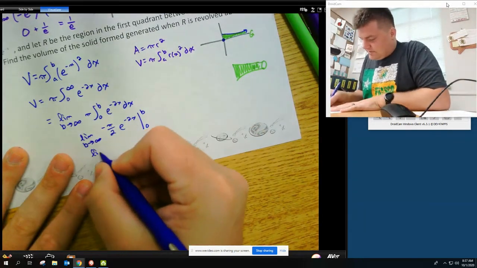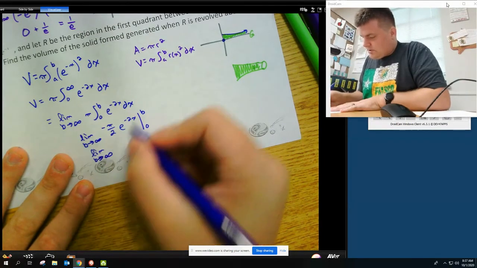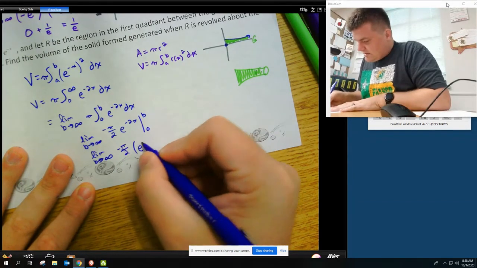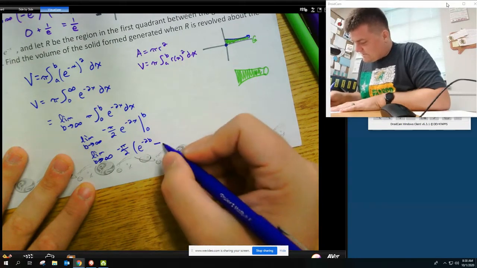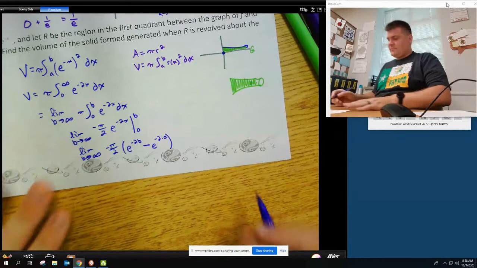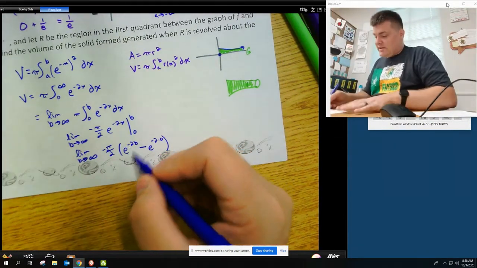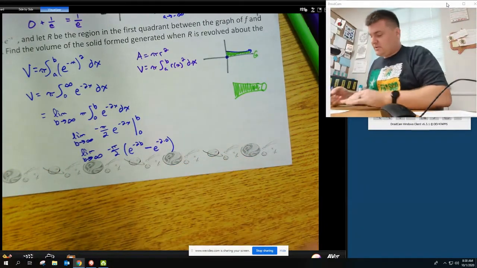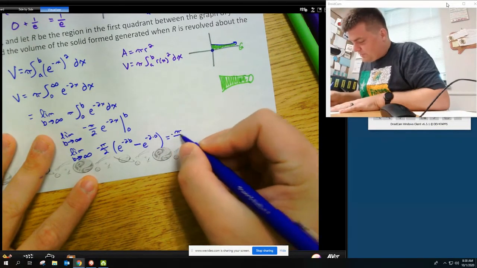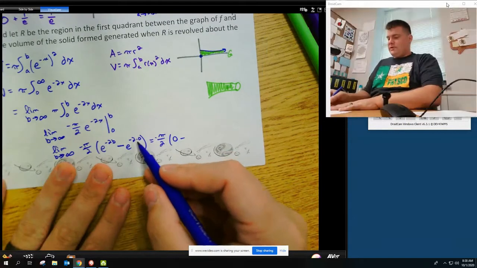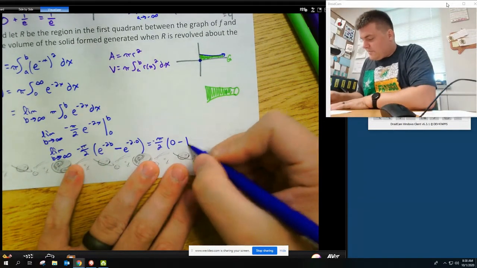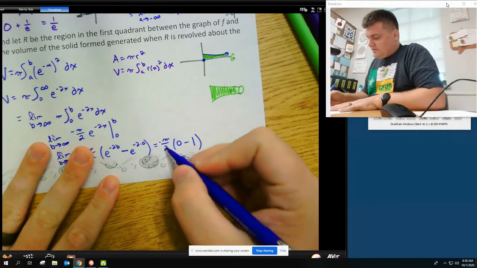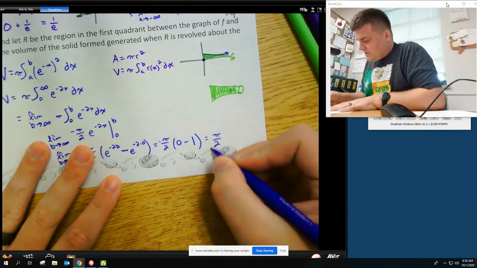So when I plug this in, I'm going to get negative pi over 2 times e to the negative 2b minus e to the negative 2 times 0. Well, as b goes out to infinity, e to the negative 2b is an exponential that's negative, so it's a decreasing exponential, so it's going to be a 0. So I'm going to get negative pi over 2 times 0 minus, well, in this case, just a minus 1. E to the negative 2 times 0 is e to the 0, which is 1. And then negative pi over 2 times negative 1 is just going to be a pi over 2.